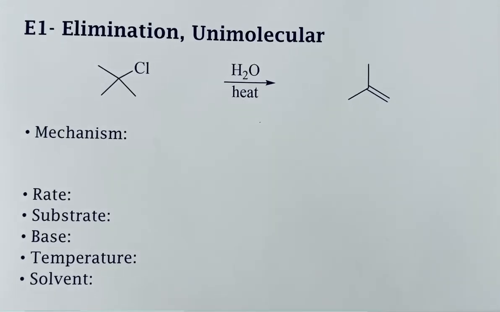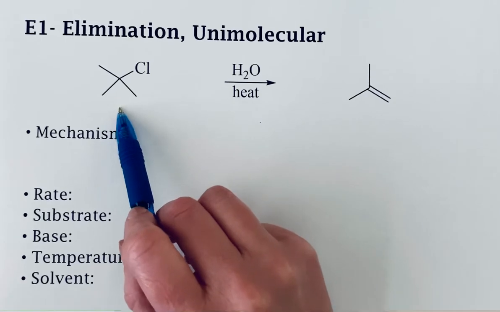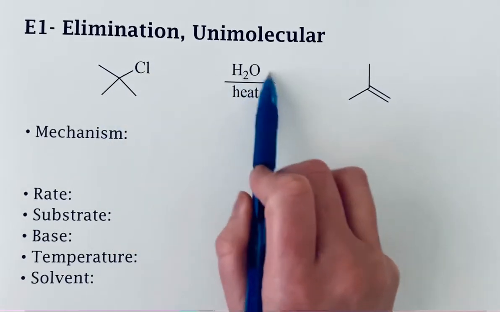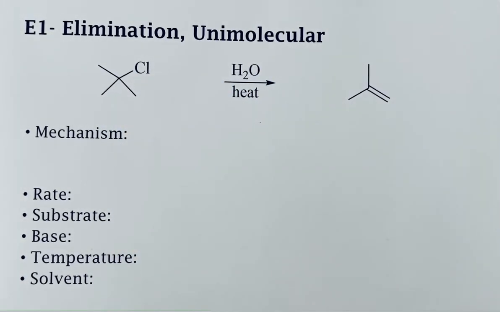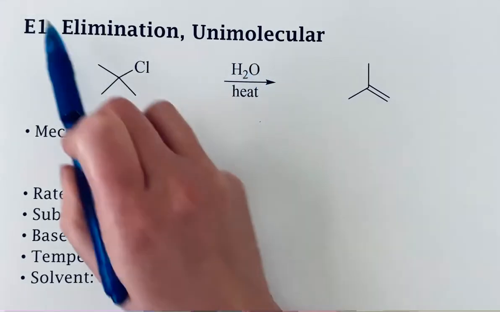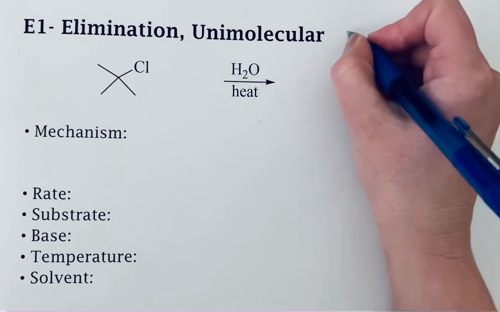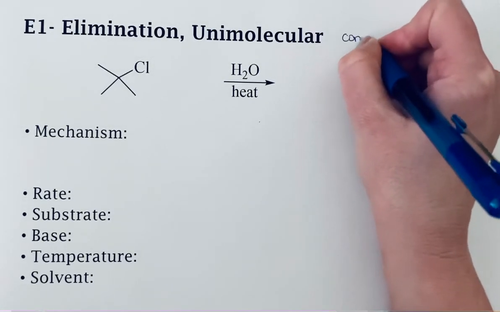The E1 reaction, or unimolecular elimination reaction. You might notice, if you watch the SN1 video, that this substrate, as well as what we're reacting it with, is identical to what you saw for the SN1 reaction. So the reaction conditions are really similar, and the E1 elimination is the elimination reaction pathway that competes with the SN1 pathway.